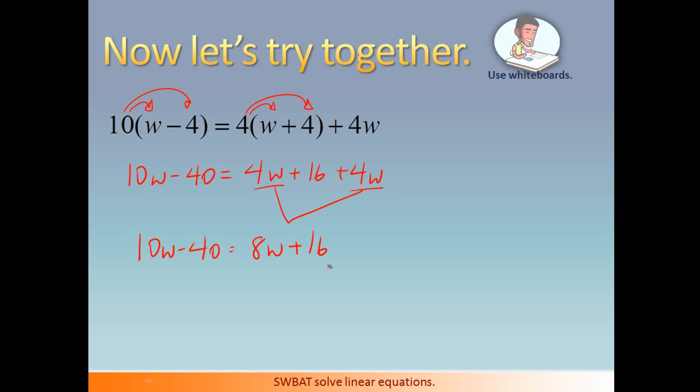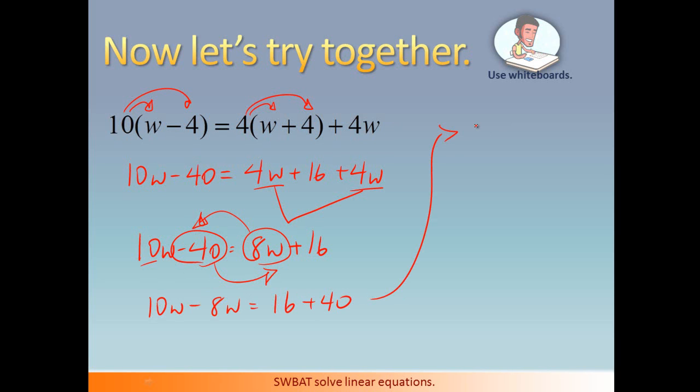And then we can start moving terms around. So 10 is the bigger out of the two variable terms. So that means I'm going to keep the 10 there. 8w is going to move over with him. That means this guy's got to move over. So now we have 10w minus 8w equals 16 plus 40. I'm running out of room here, so I'll move it here. So you have 2w equals 56. Divide both sides by 2, and that gives you 28.